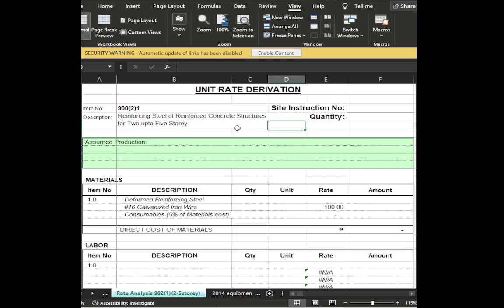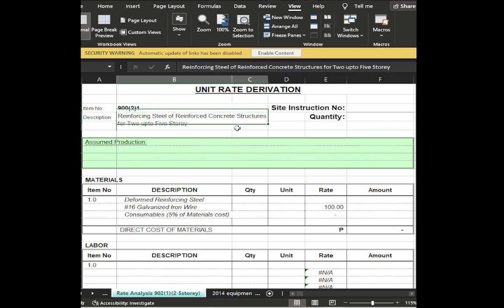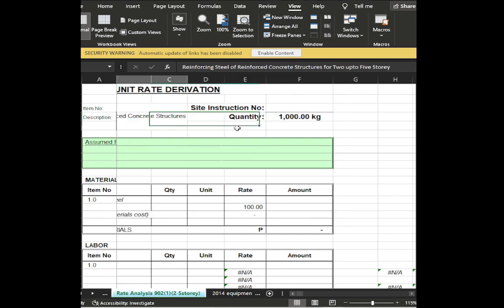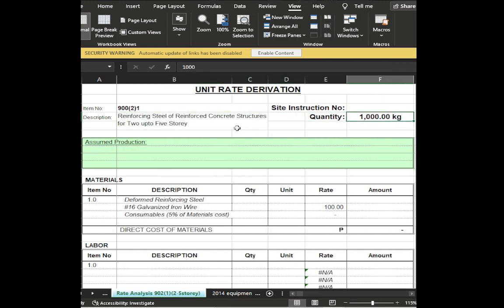Good morning, guys. So our next topic is item 900. This is about reinforcing steel of reinforced concrete structures. This analysis, guys, is only applicable up to 5-story building. For this one, we will assume that our quantity is 1,000 kilograms. As you can see, guys, we are using kilograms as our unit here.